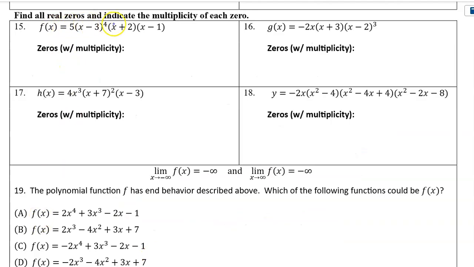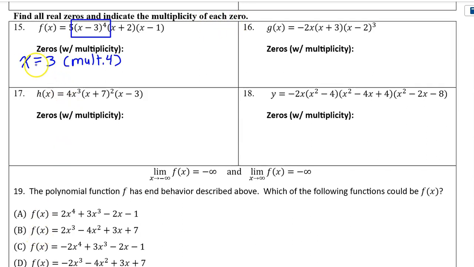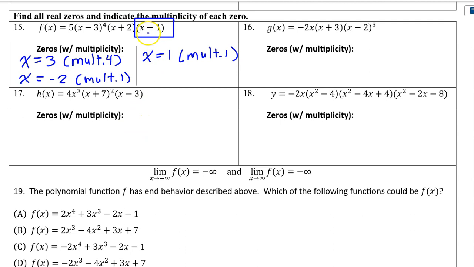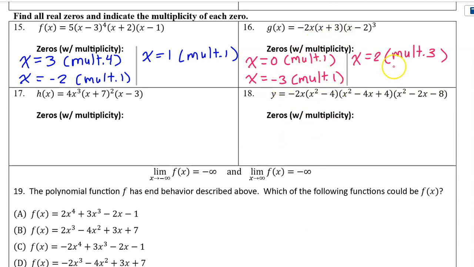Find all real zeros and indicate the multiplicity of each zero. We've got x equals 3, multiplicity 4, x equals -2, multiplicity 1, and x equals 1, multiplicity 1. Number 16, a monomial with an x in it is always going to give you x equals 0. It's just a plain x, so that's multiplicity 1. x equals -3, multiplicity 1, and x equals 2, multiplicity 3.